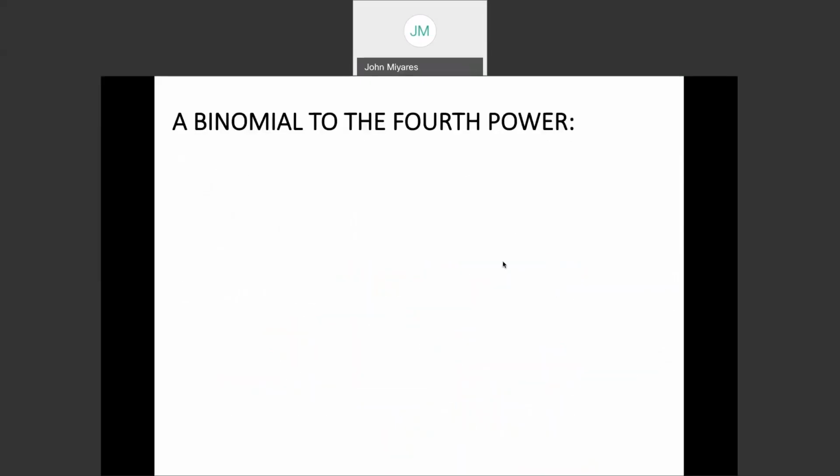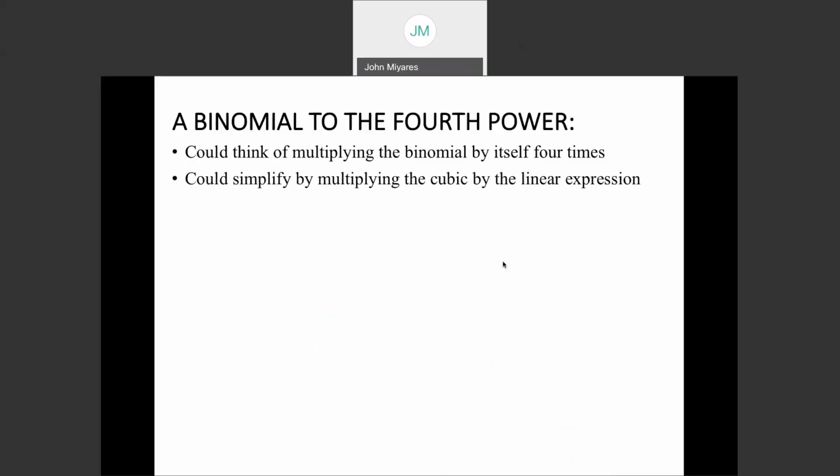Now let's try going to the fourth power. Essentially, we can look at this as multiplying the binomial x plus y by itself 4 times. But since we've already multiplied it by 3 times on the previous slide, we could simplify the process by taking our answer from x plus y quantity cubed and multiplying that expression by x plus y. By using what we know about x plus y quantity cubed, that will save us a lot of time. So here is x plus y to the 4th power.